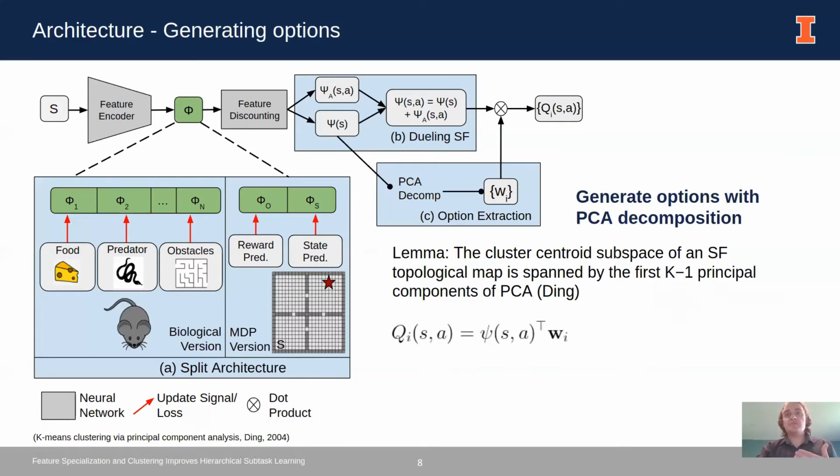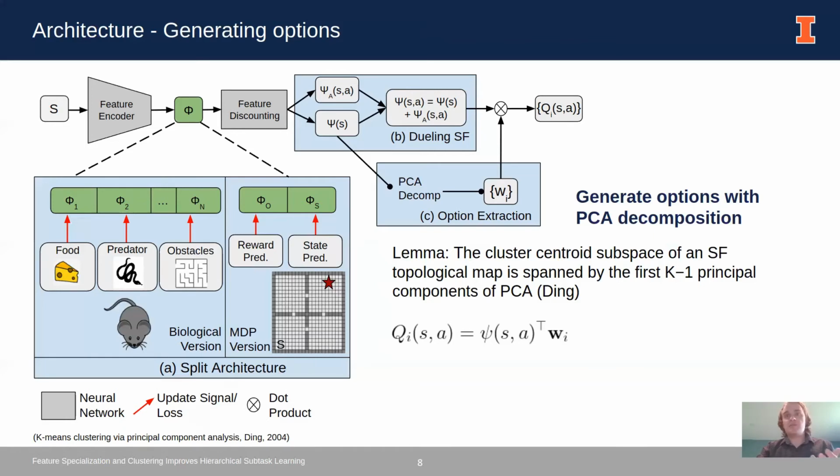Once we have modeled our dynamics, we now turn to decomposing those dynamics and creating options. So we do this with principal component analysis, where the principal components actually represent the cluster centroid subspace of the dynamics. What this practically means is the first several principal components are the main state clusters in the environment. So in 4 rooms, this would identify clusters for each of the 4 different rooms, and you would identify options that lead to those different rooms.